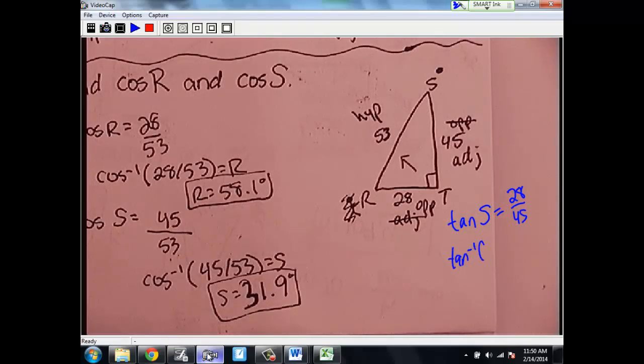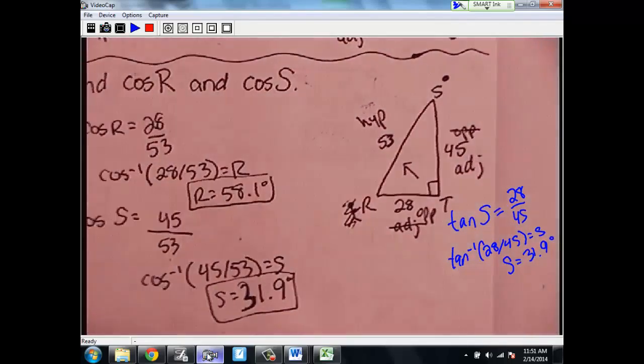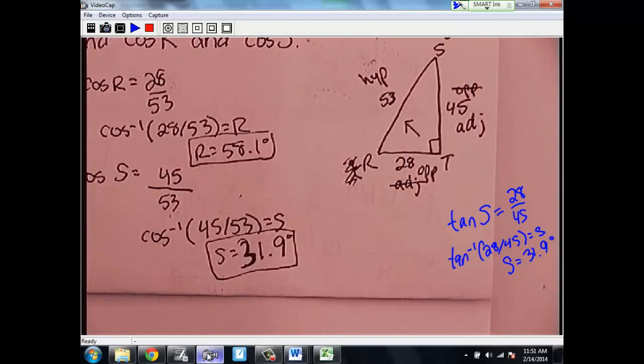We do the inverse to find my angle. Type this in your calculator. Tell me what you get. Tangent inverse 28 over 45. 31.89. So S is 31.9, right? What did I say S is? 31.9. If you have all three sides, it doesn't matter which one you use. You can use any of them now. So let's keep going here.